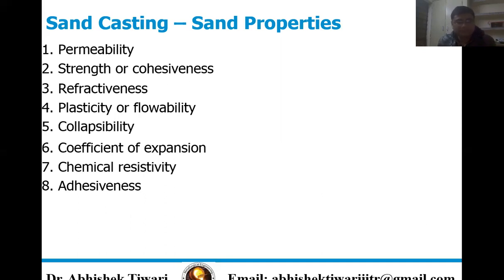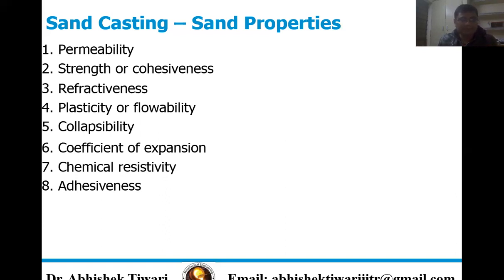Then the third property is refractoriness. So it is the ability of molding sand mixture to withstand the heat of melt without showing any sign of softening or fusion. It increases with grain size of the sand and its content and with the diminished amount of impurities and silt. Fourth property is the plasticity or flowability. This property allows the sand to easily take any desired shapes.